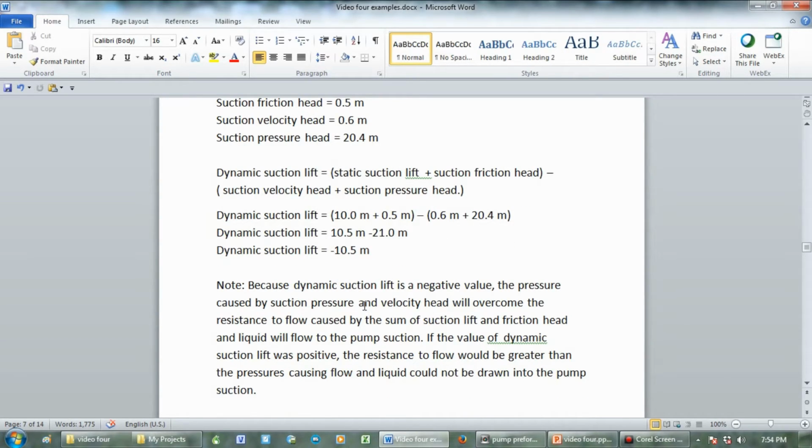Note, because dynamic suction lift is a negative value, the pressure caused by suction pressure and velocity head will overcome the resistance to flow caused by the sum of suction lift and friction head, and liquid will flow to the pump suction. If the value of dynamic suction lift were positive, the resistance to flow would be greater than the pressures causing flow, and liquid would not be drawn into the pump suction.